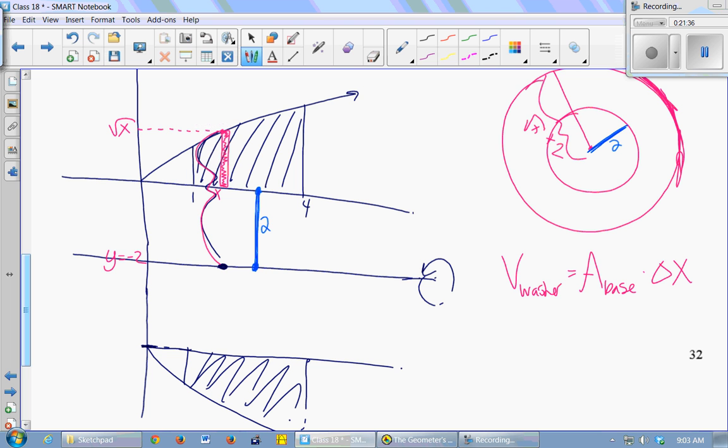Okay, so the area of my washer is, we'll call it, pi big R squared minus pi little r squared, because that's the area of the big circle minus the area of the little circle, and then times delta x. And now I know what big R and little r are: radical x plus 2, and 2.